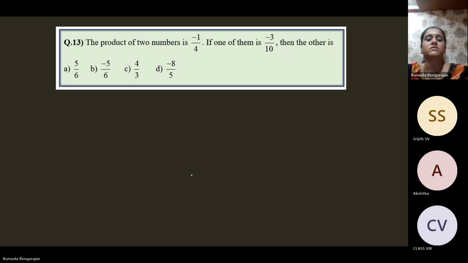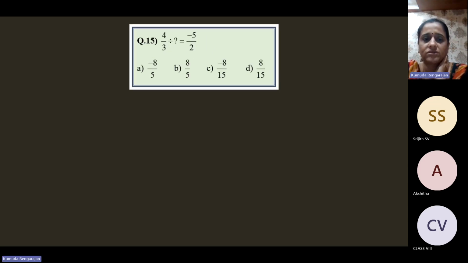Next one. Yeah, now I want the answer from you. Which is the correct option? Anybody can answer? Nobody's worked this? Ma'am, I have worked, ma'am. Yeah, what's the answer? Ma'am, 5/6. 5/6, 13th one.